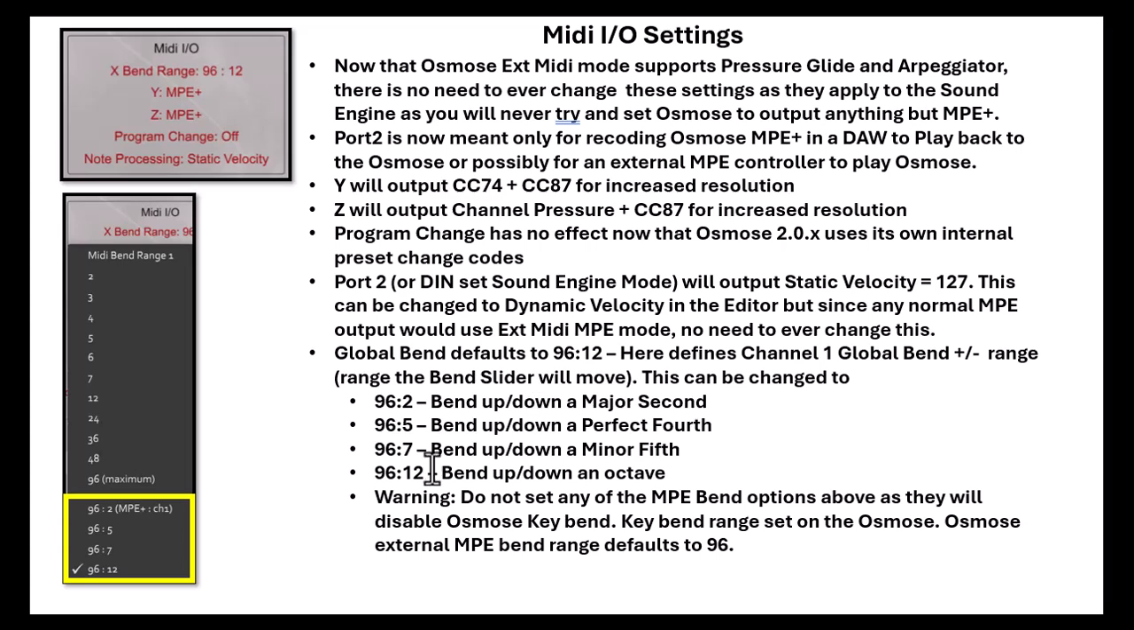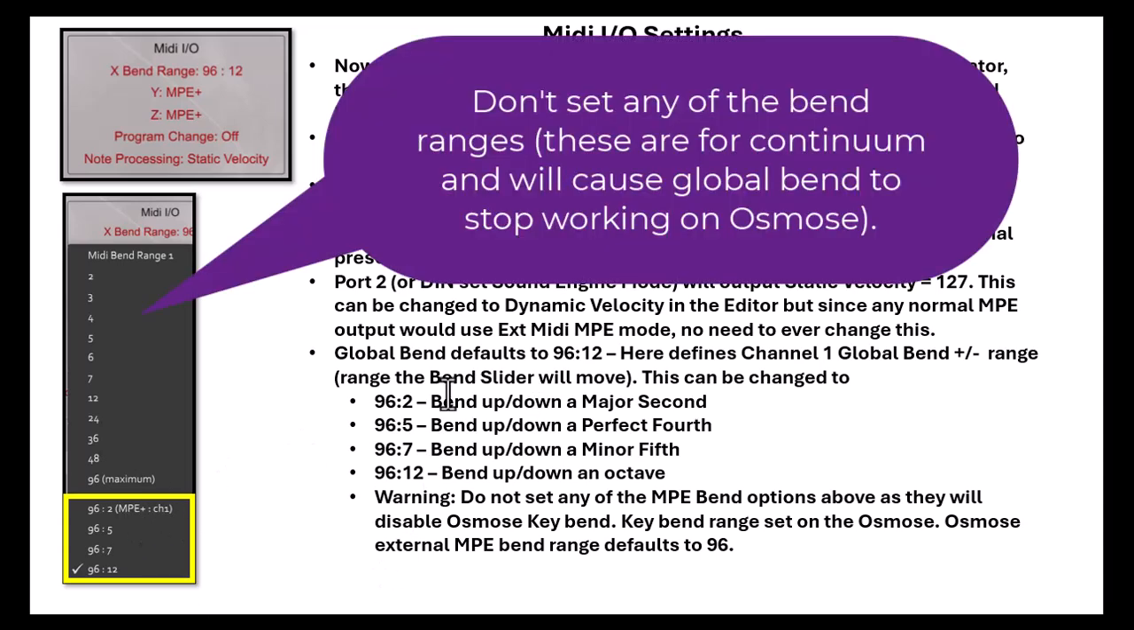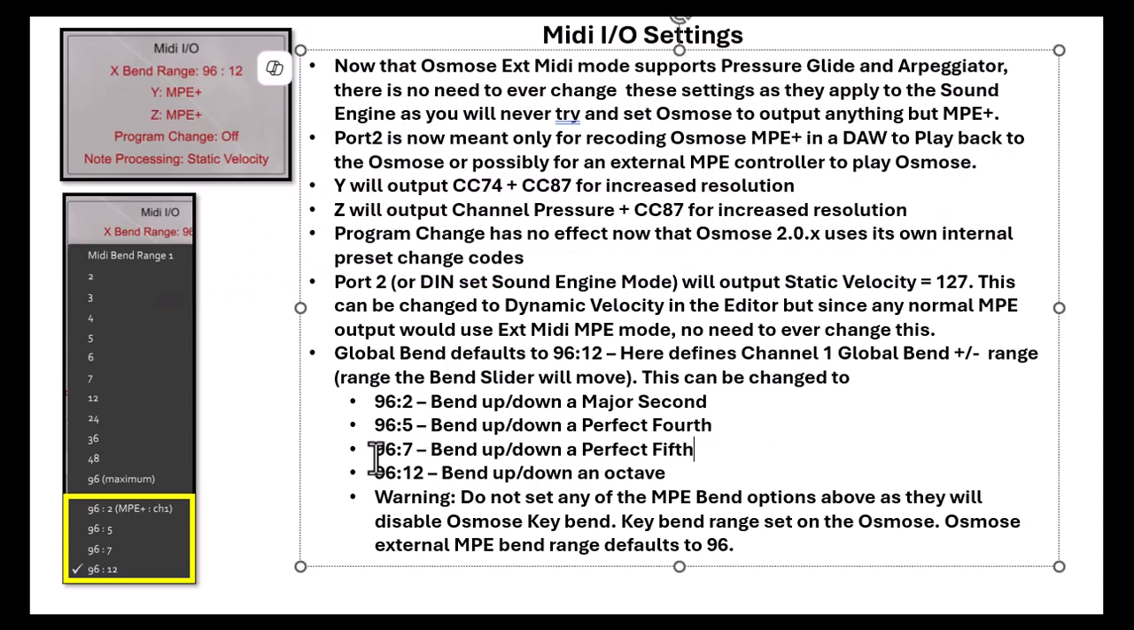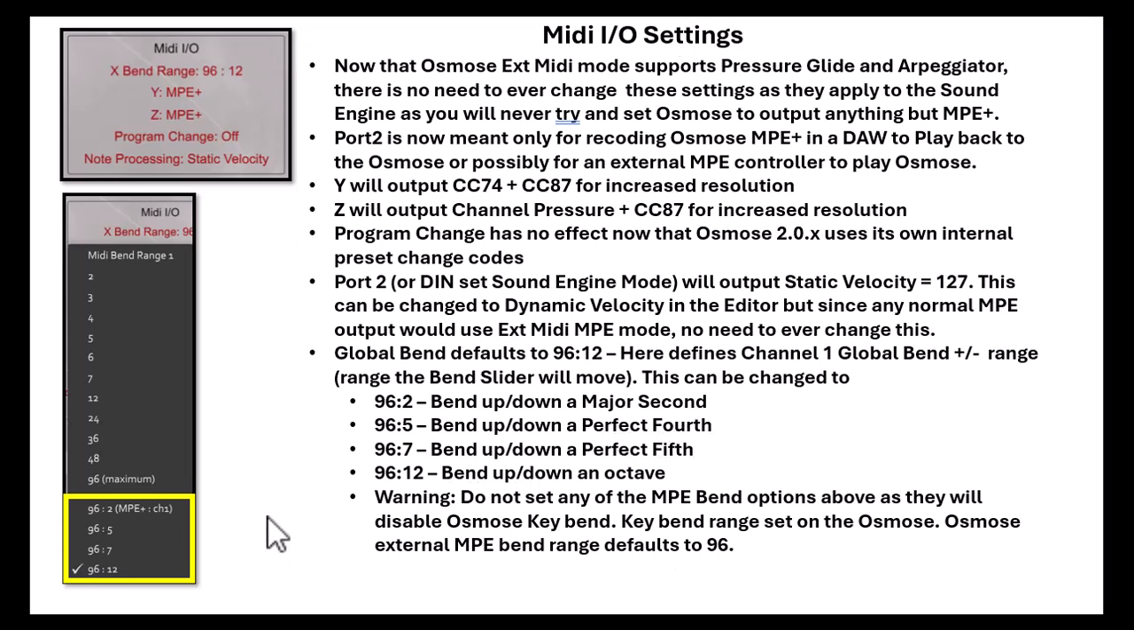If you go into the editor, you can set it for 2, which will bend up and down a major second. You can set it for 5, which will bend up and down a perfect fourth. You can set it for 7, that'll bend up and down a perfect fifth. Oops, I had an error there. And in 10.4x firmware, you can set this through external MIDI operations to other intervals, but that's for a discussion later on. But you may want to set that global bend to a lesser value, and this is the only way you really can do it right now.